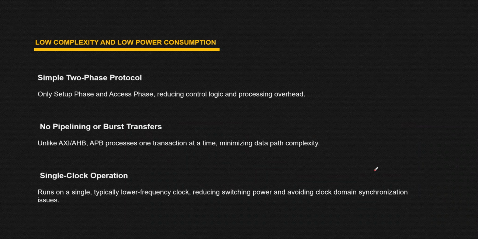Okay. Then we have low complexity and low power consumption. Since it's a simple two-phase protocol, there are only two phases, the setup phase and the access phase. So it reduces control logic and processing overhead. I have already discussed this: there is no support for pipelining in the APB protocol and no support for burst transfer. It operates on a single clock. That makes it a low complexity and also a low power consumption protocol.